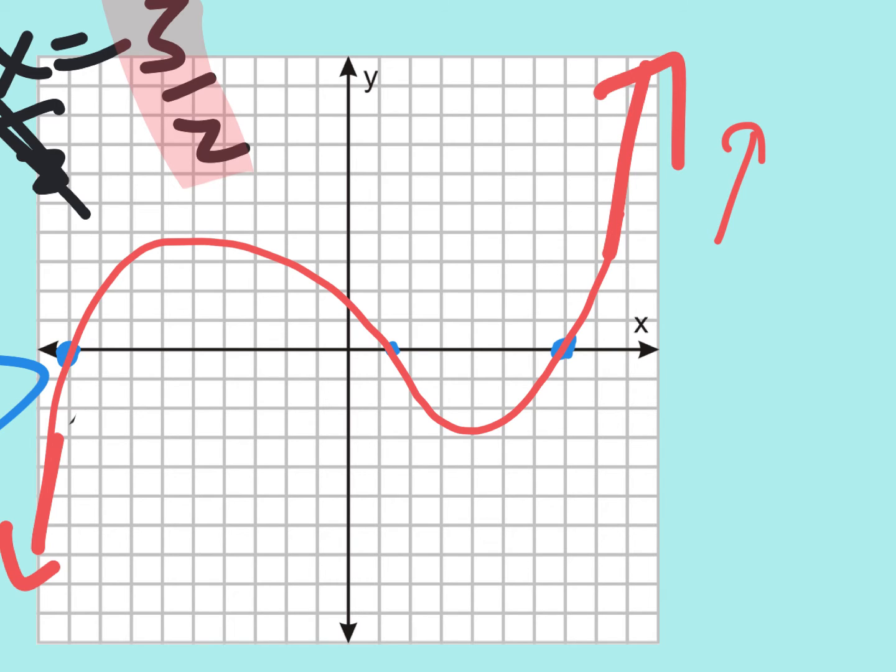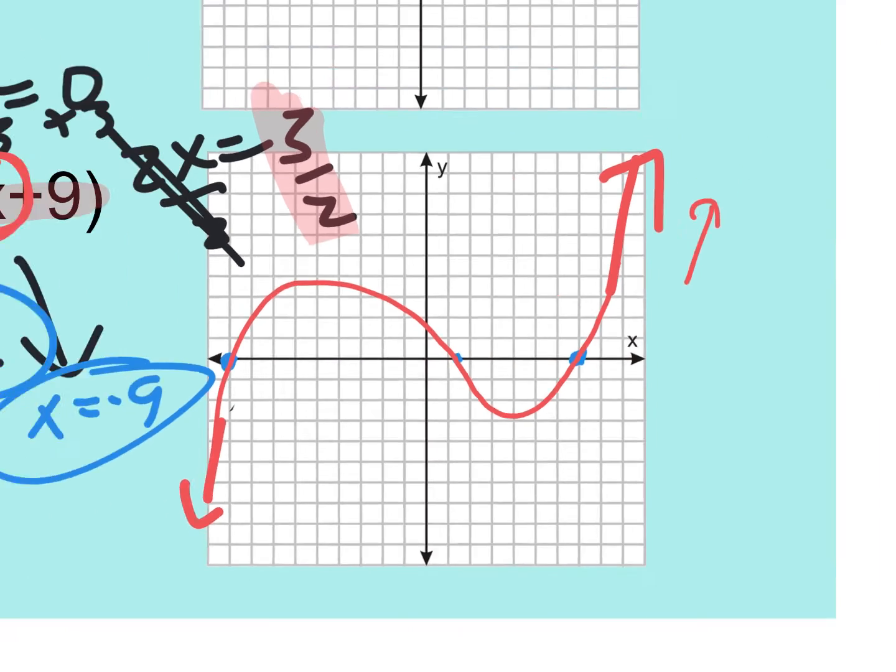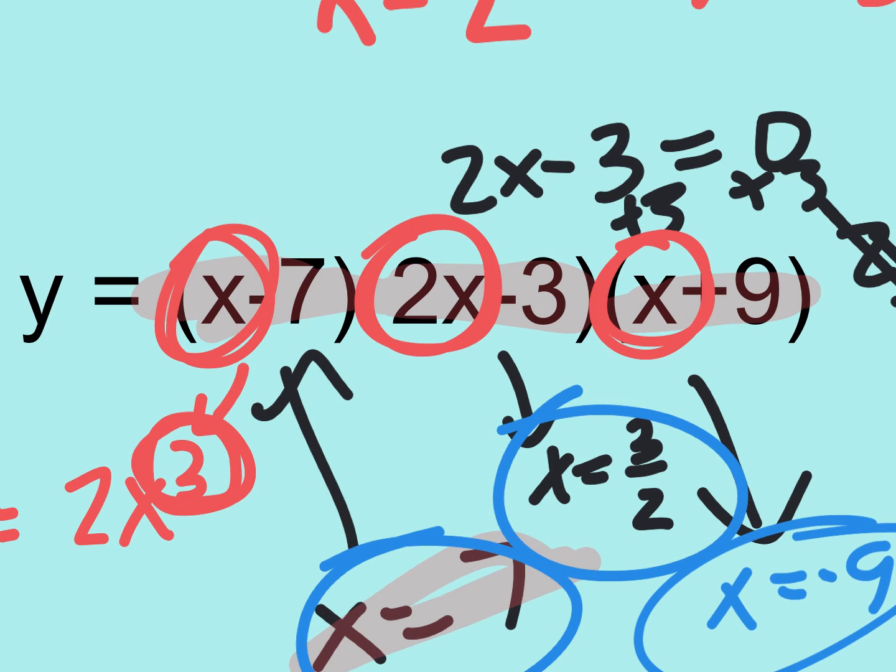Has to go through those 3 blue dots. Has to be 2 turns, remember? Because it's x to the third. There's 2 turns.